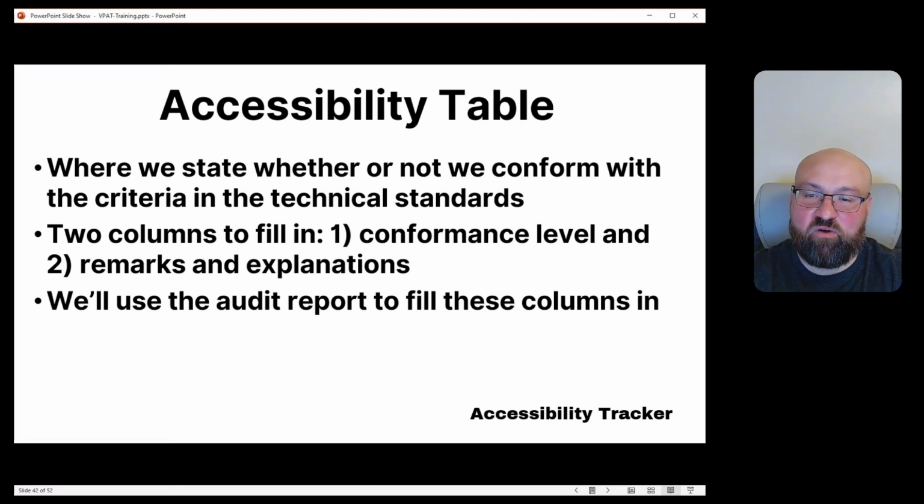Let's now go over how to fill in the accessibility table in the VPAT. So this is where we state whether or not we conform with the criteria in the technical standard. There are going to be two columns that we need to fill in. One is going to be the conformance level. The other is going to be remarks and explanations. We will use the audit report to fill in these columns.